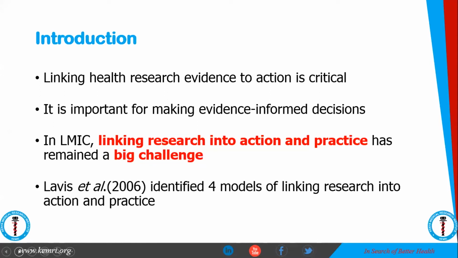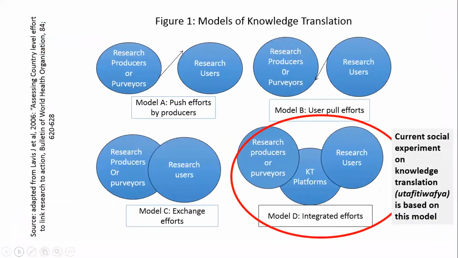Researchers led by Lavis did identify four models of linking research into action and practice. Next slide. These models are based on how producers of research and research users are positioned based on their efforts in the research cycle. The producers of research, most of us, it's not the laboratory-based research only, but also even in the community. I like the way you had said that our community pharmacists, you have a lot of research within the prescriptions you are dispensing, and you need to translate that for evidence. So these are four models.